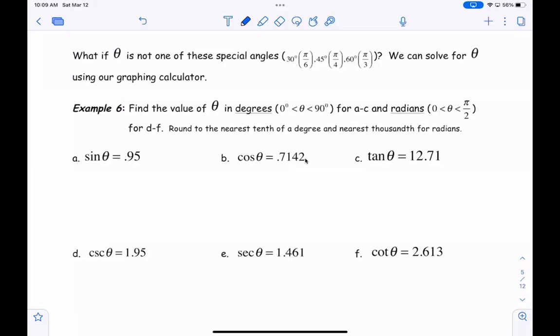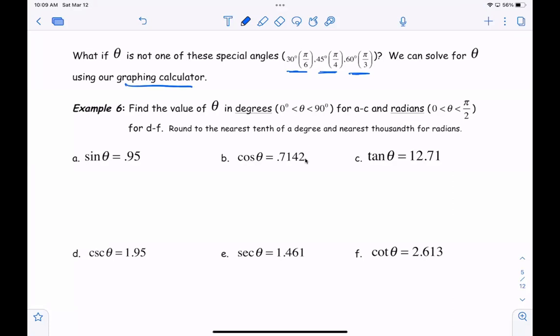In the previous example, we solved for theta when we were given a trig ratio by hand, but we could only do this if the angles were one of the special angles. So 30 degrees, 45 degrees, or 60 degrees, or likewise pi over 6, pi over 4, pi over 3 if we're using radians. So what if theta isn't one of these special angles? Then we need to use our graphing calculator. And I'm going to show you how to do that now.